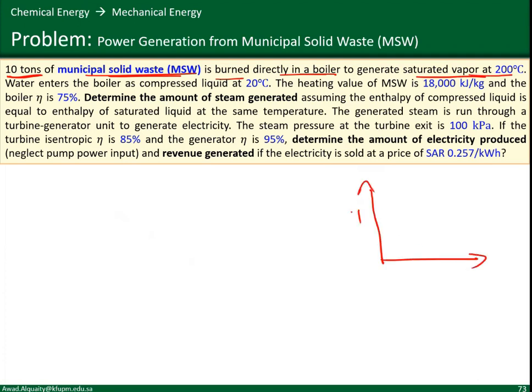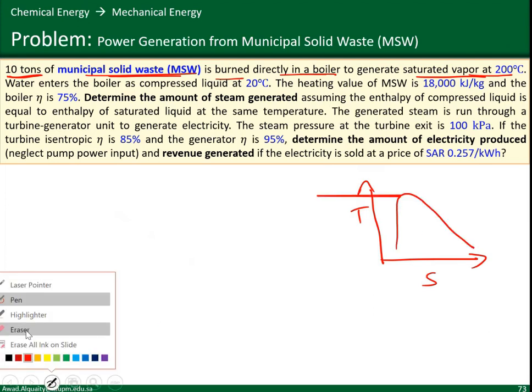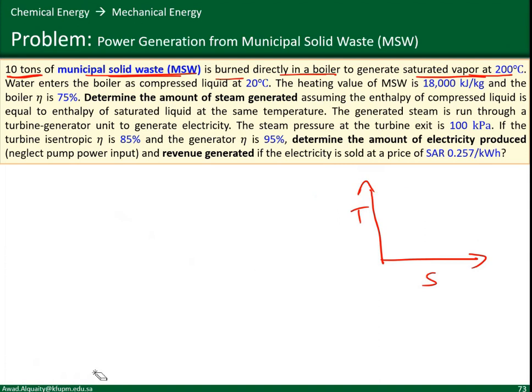You can imagine a TS diagram, right? And this is a simple Rankine cycle that we're looking for. So we have the TS diagram here, and we're looking for the boiler exit to be saturated vapor at 200 degrees Celsius. So let's say this is the boiler exit, and let's call this state 2. It's saturated vapor and it's at 200 degrees Celsius. Two properties, so you can define the state.